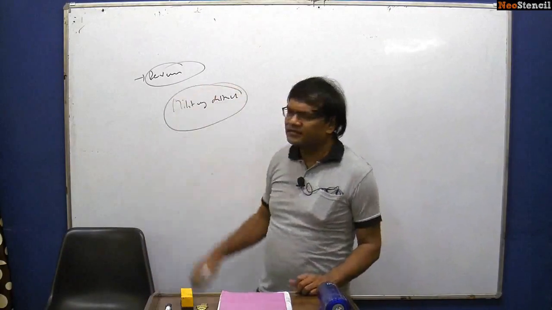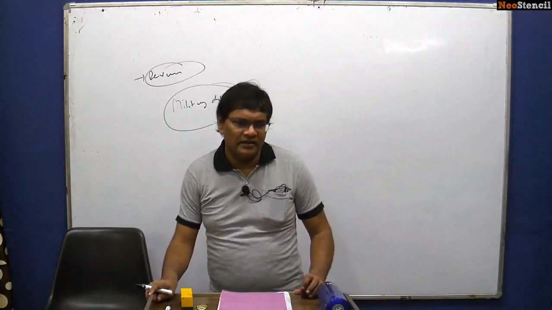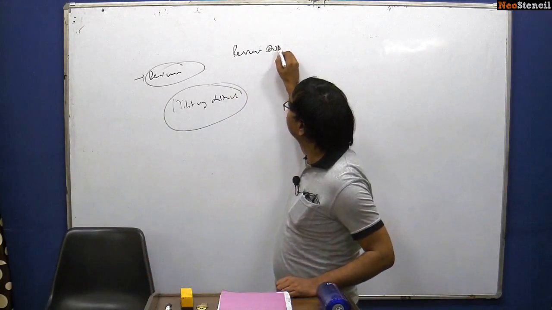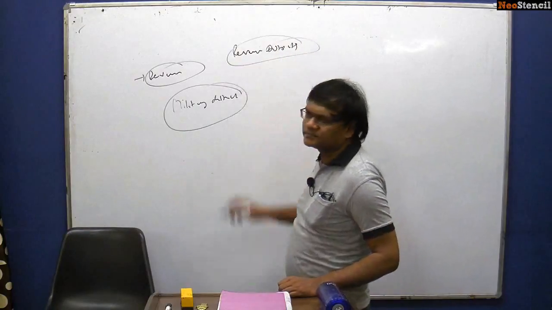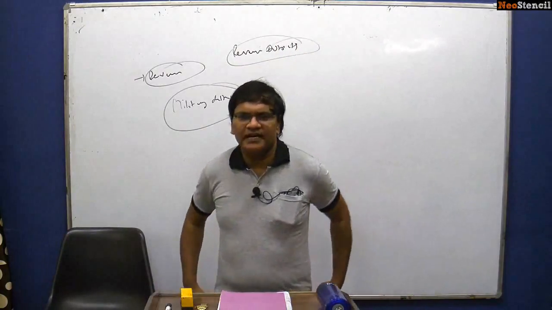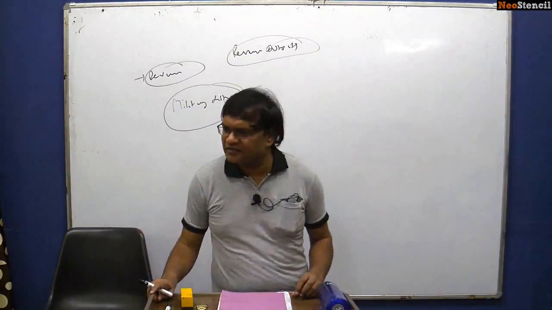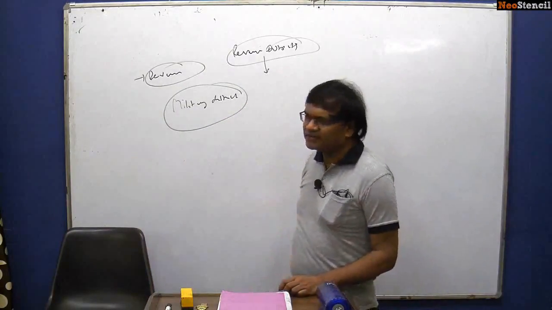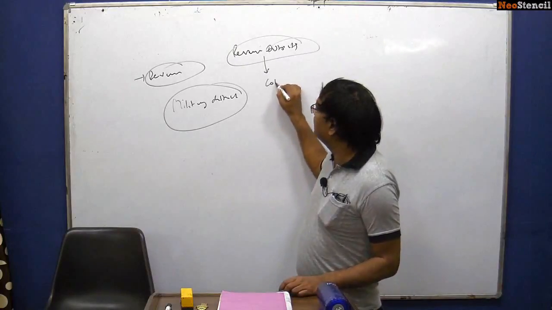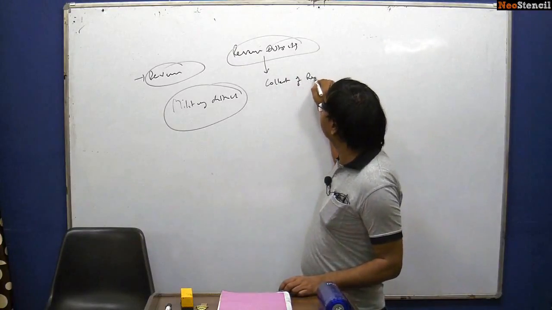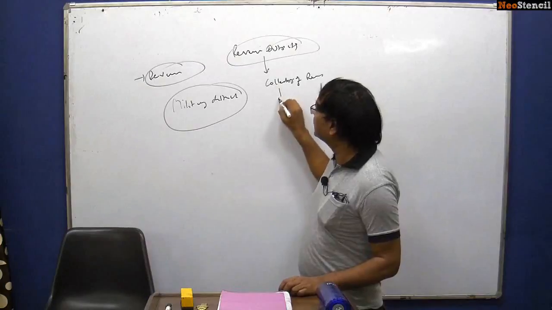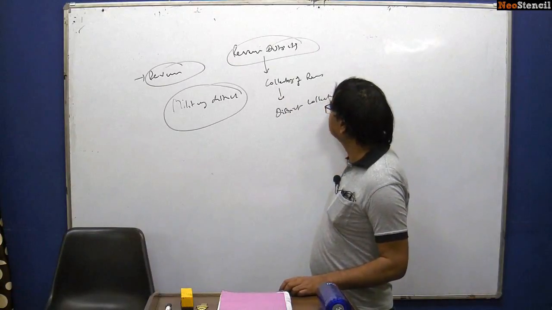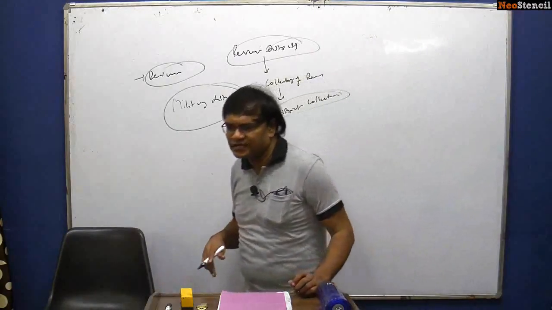These military districts were replaced with what we called revenue districts. The military districts were replaced with revenue districts, and they appointed an official to collect the revenue, known as collector of revenue, later known as district collector.